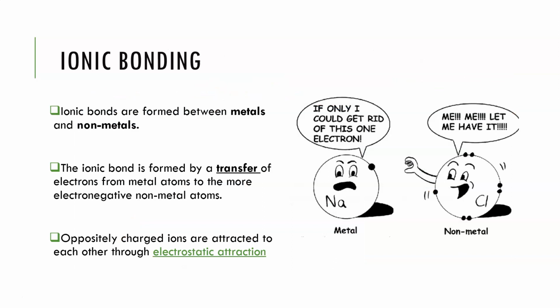So ionic bonds are formed between metals and nonmetals. It is a transfer of electrons. So something is giving up an electron and something is accepting an electron. Then we see electrostatic attraction between the positive cations and the negative anions. And that attraction is what we see and call the ionic bond.